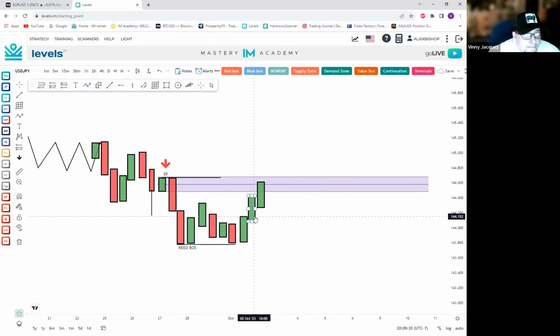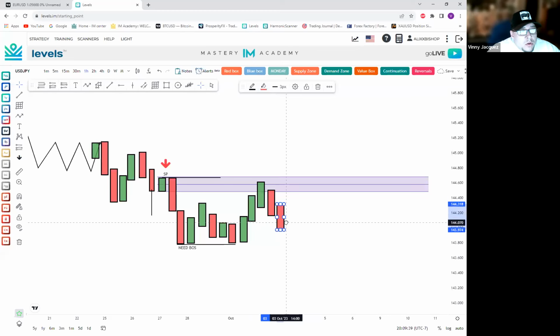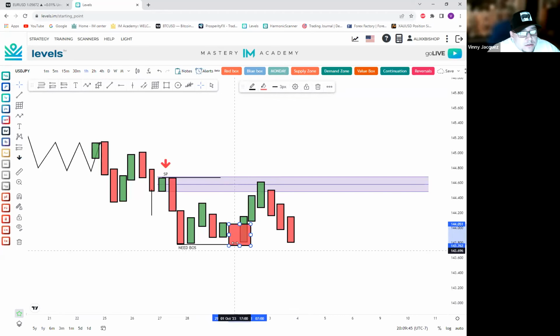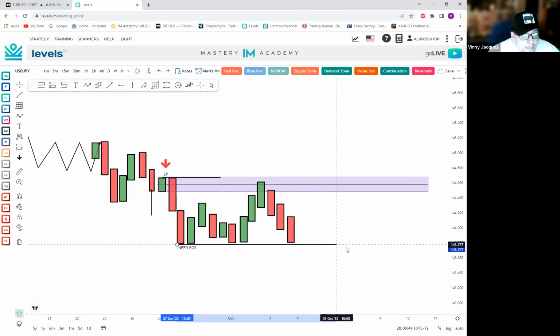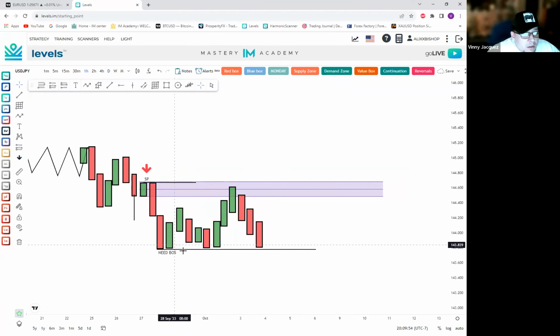Let's go ahead. Red candle. We're catching some momentum to the downside. And then again, we need this BOS. We need this BOS, right?